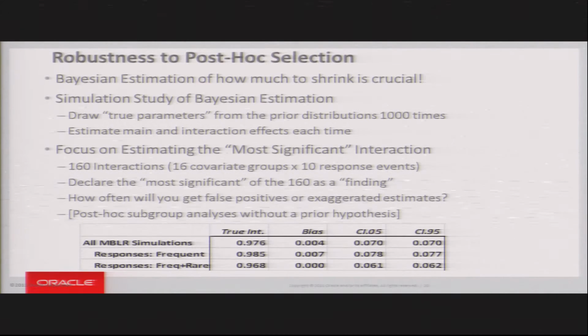So the notion is that if you take the significance from the Bayesian model as opposed to the raw significance without the adjustments, you would have 160 things, and to say I'm going to look at the most significant and declare that's my finding would lead to huge biases. But in this simulation, it turned out that the Bayesian shrinkage does a very nice adjustment, and the nominal 90% confidence interval actually did include the true value 86% of the time. So it did a pretty good job.